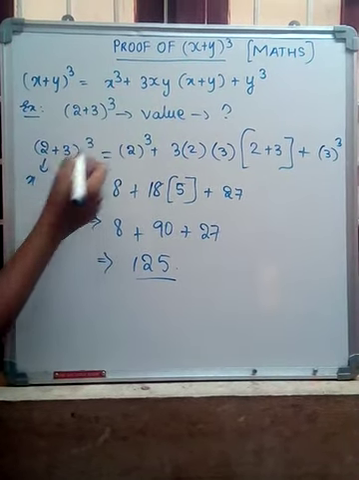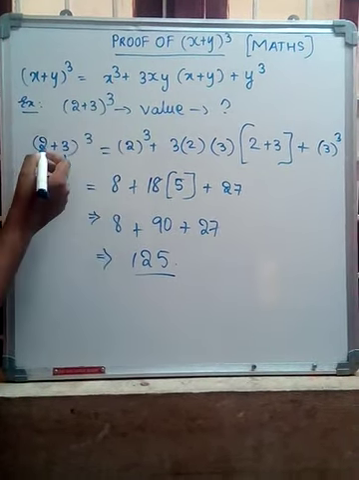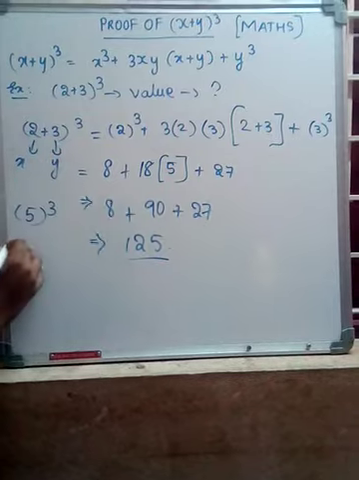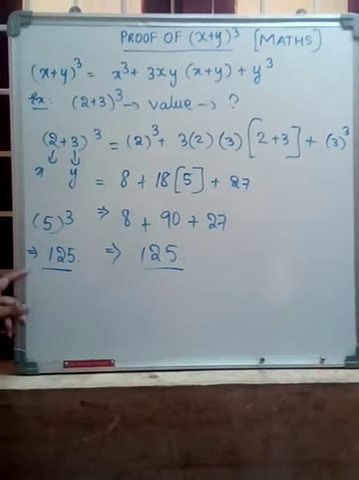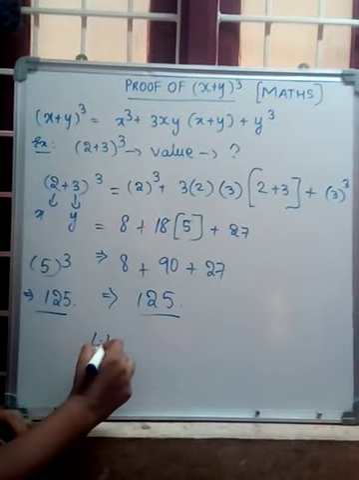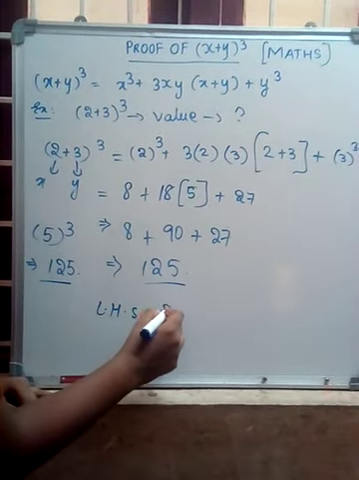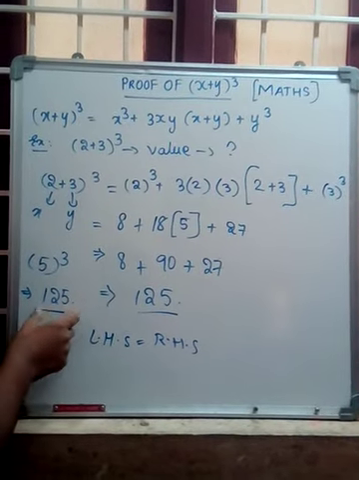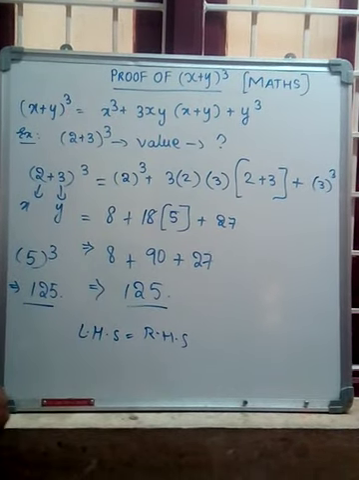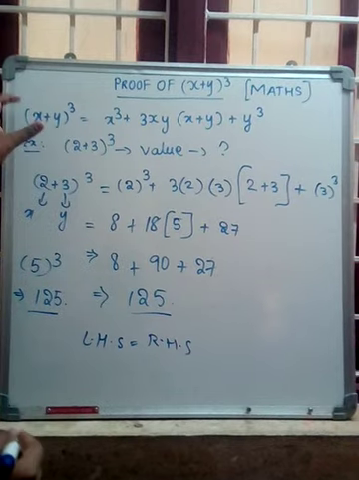LHS is 2 plus 3 whole cube. 2 plus 3 is 5, whole cube, which is 125. The LHS is equal to RHS, that is 125 is equal to 125. Hence this formula is correct.